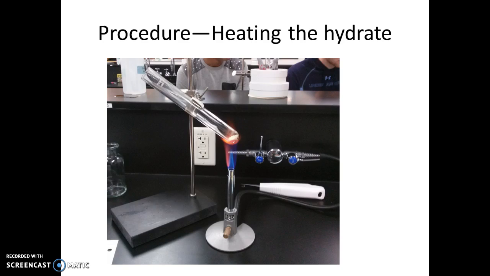Now, if you've never used a Bunsen burner before, or if you're nervous about using a Bunsen burner, your instructor is going to show you how to set this up at the beginning of lab, and they'll help you with lighting your Bunsen burner and adjusting the gas and the air so that you have an appropriate size flame.